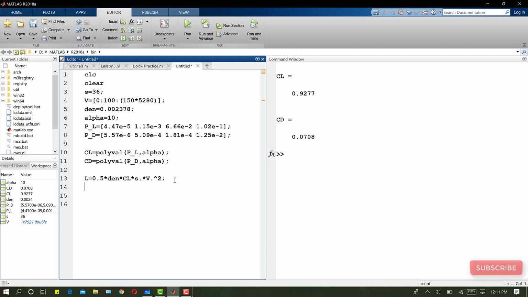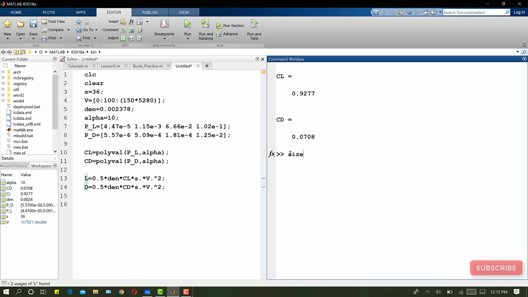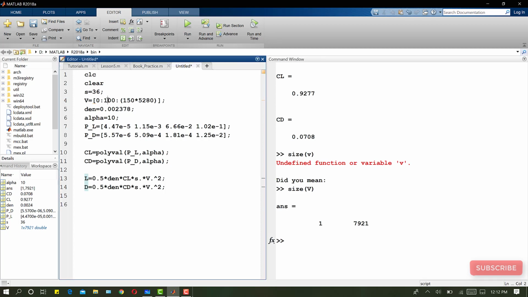I will copy this and I will write it for drag as well. So I need to change the drag coefficient, and then I will write the drag. Now keep in mind that the size of V is 7921. It's quite a large value. So let me change the spacing to 200.